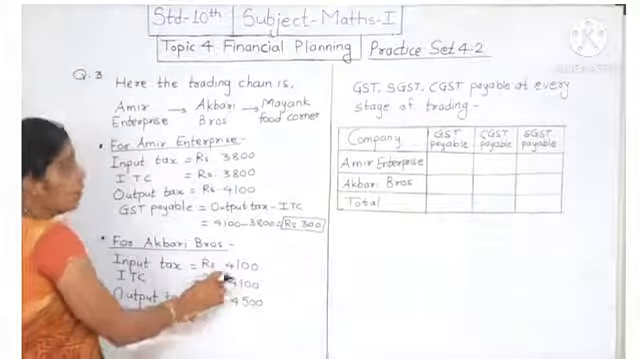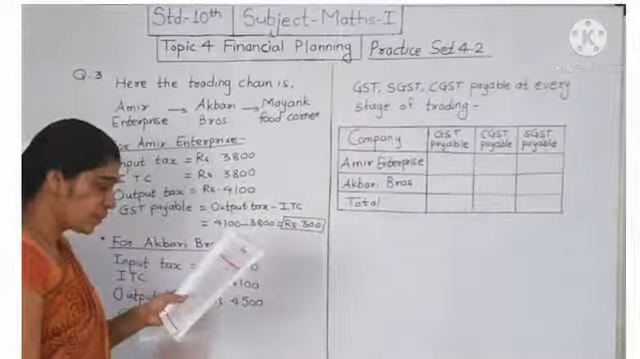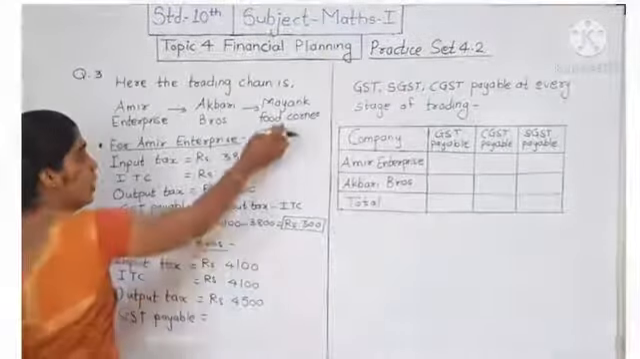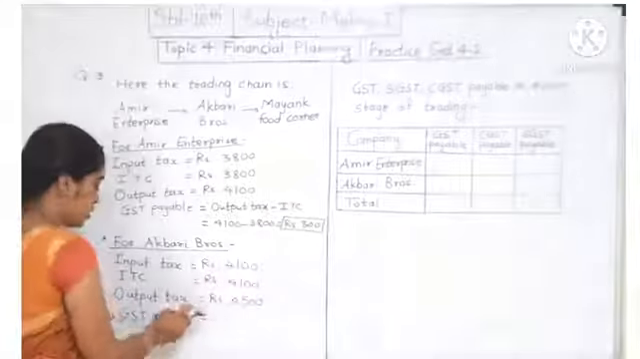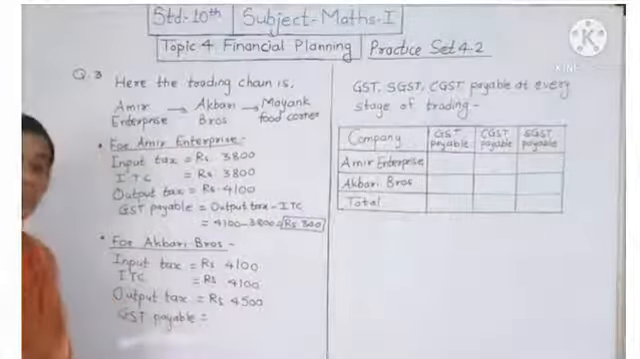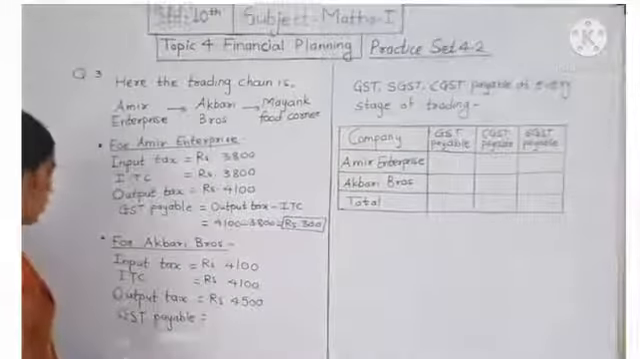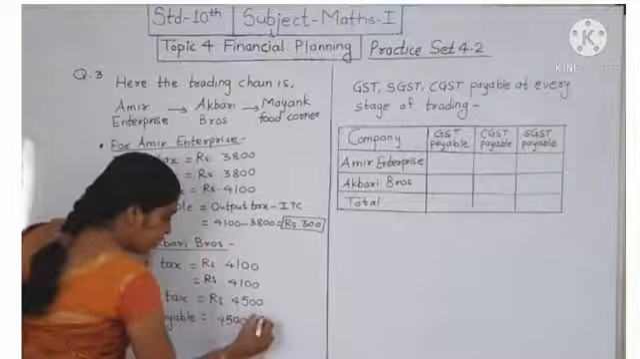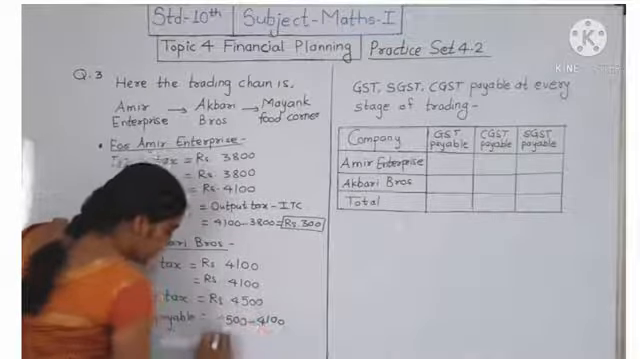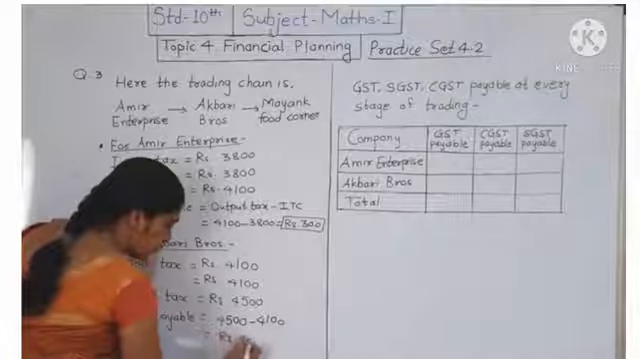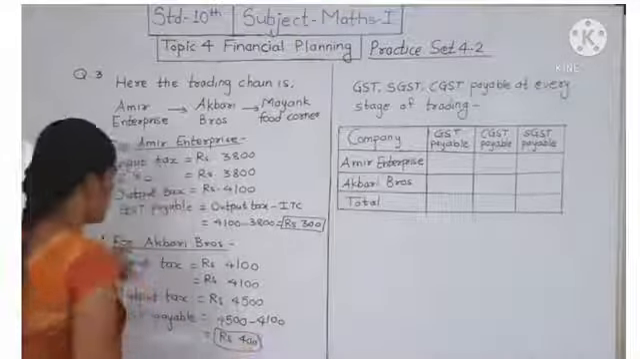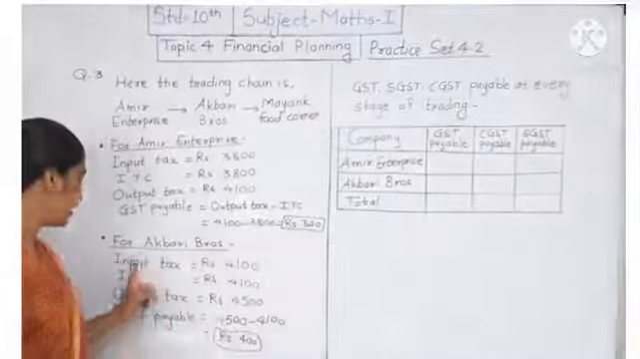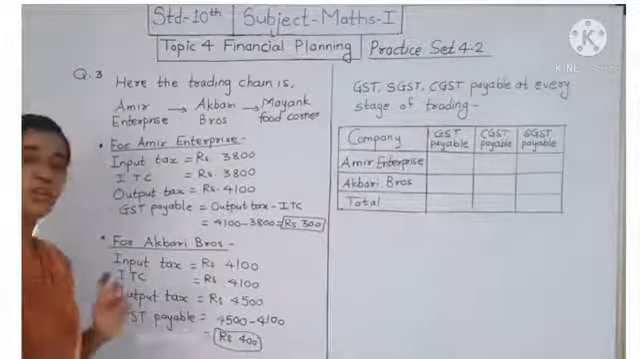Okay, and Akbari Brothers paid GST of rupees 4,500 when it sold to Mayank Food Corners. So output tax is rupees 4,500. So we calculate GST payable, output tax minus input tax credit, that is rupees 400. So GST payable for Amir is rupees 300 and GST payable for Akbari Brothers is 400.